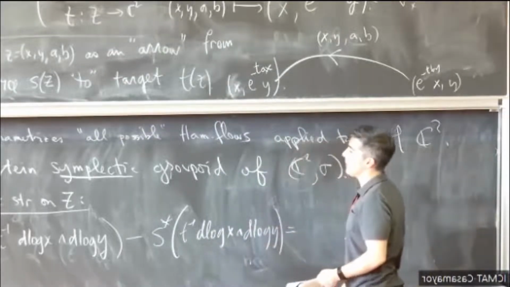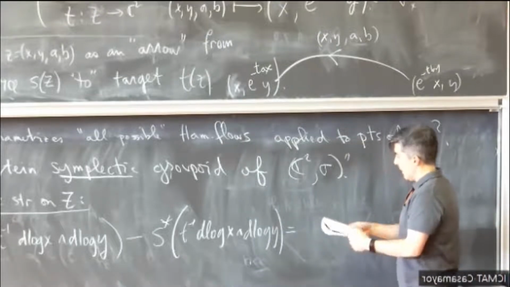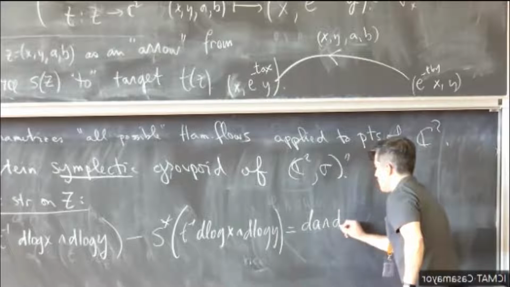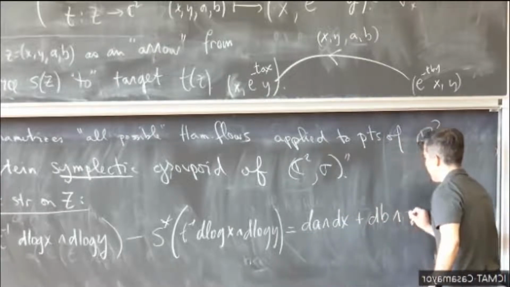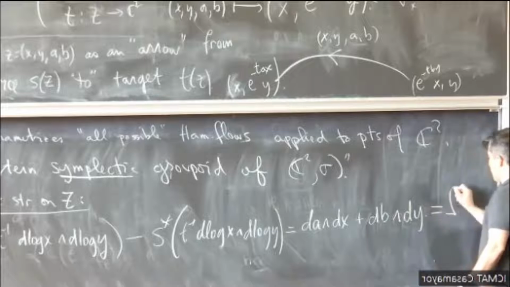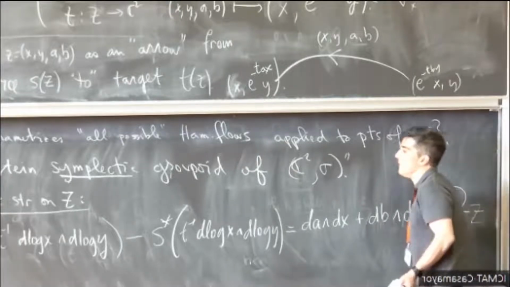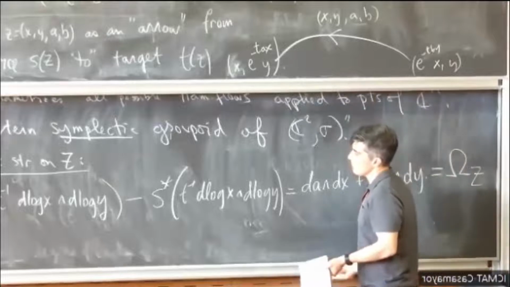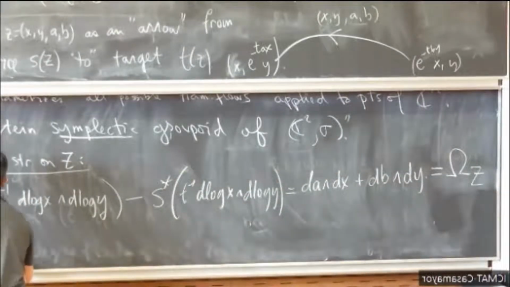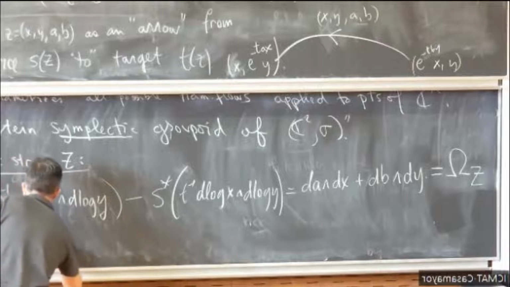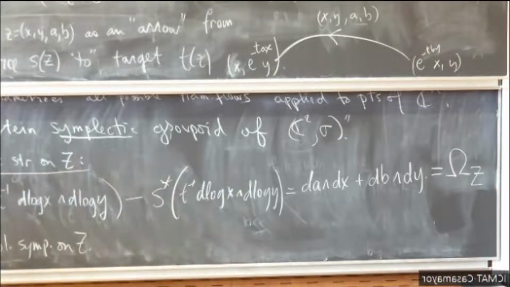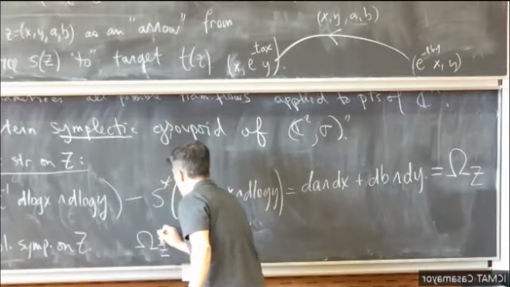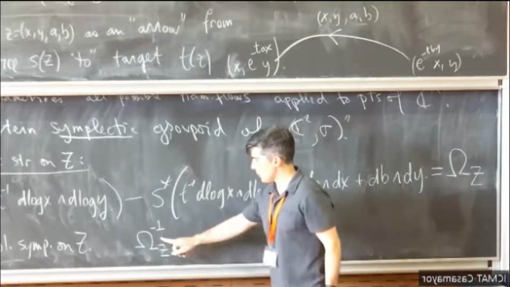you can amuse yourself by computing these pullbacks, and what you get is the following: dA wedge dx plus dB wedge dy. This is a holomorphic symplectic form on Z. And not only that, but if you take that symplectic form on Z and you invert it, you'll get a Poisson structure on Z, which is non-degenerate.